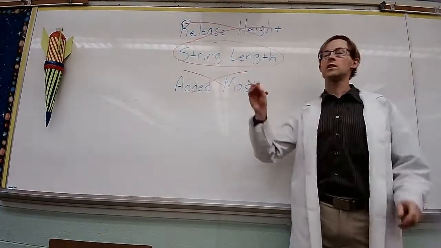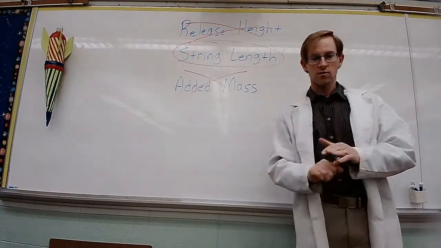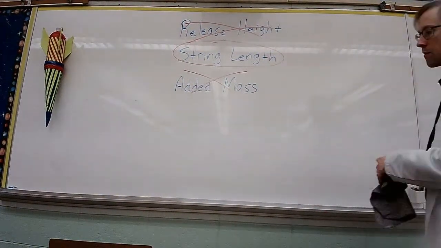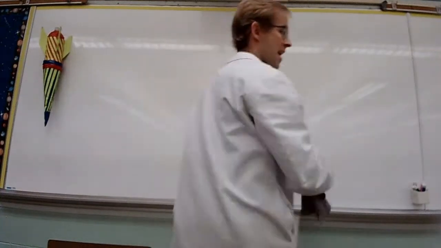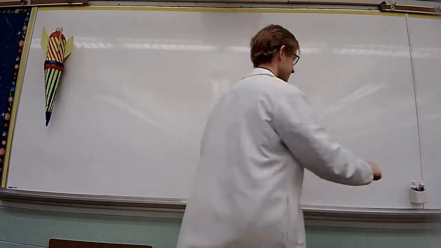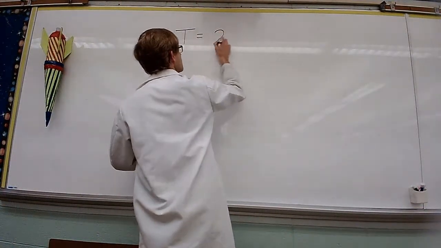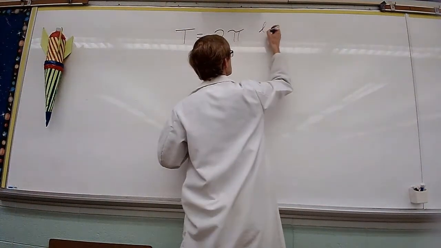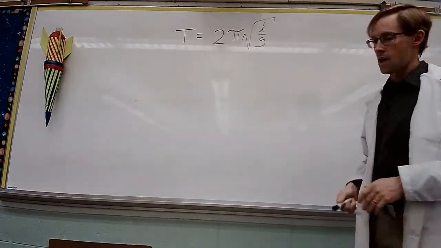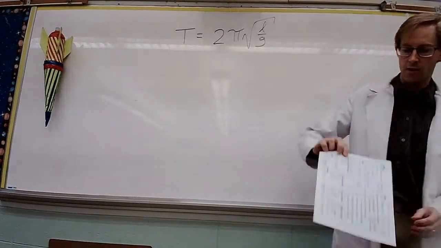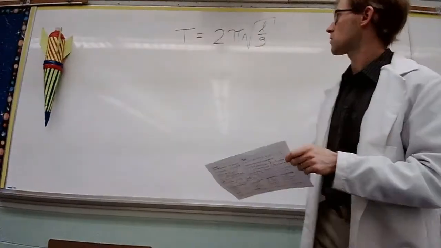String length is the only thing that's going to change how long it takes for your pendulum to swing back and forth. So, I'm just going to take this one step further because there actually is an equation that we can use to describe this simple harmonic motion. And it looks a little bit like that. It is also on your formula sheet in the very top of the simple harmonic motion box, with a few other equations that we'll get to later.